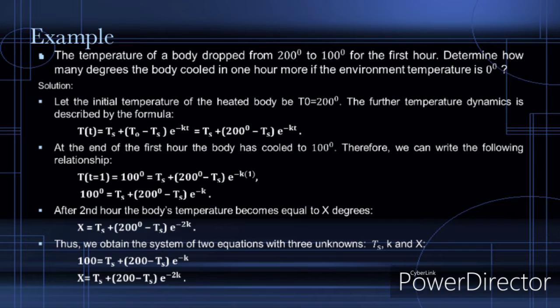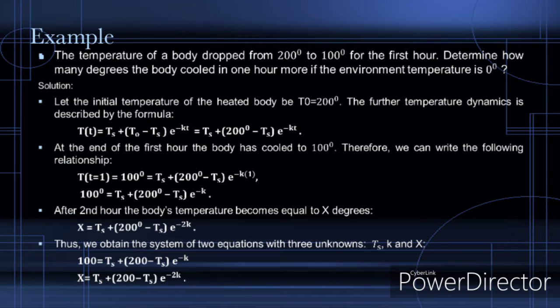Solution: let the initial temperature of the heated body be T sub O equals 200 degrees. The further temperature dynamics is described by the formula T(t) equals T sub S plus (T sub O minus T sub S) times e to the power of negative kt. So we have T sub S plus (200 degrees minus T sub S) times e to the power of negative kt. At the end of the first hour, the body has cooled to 100 degrees.